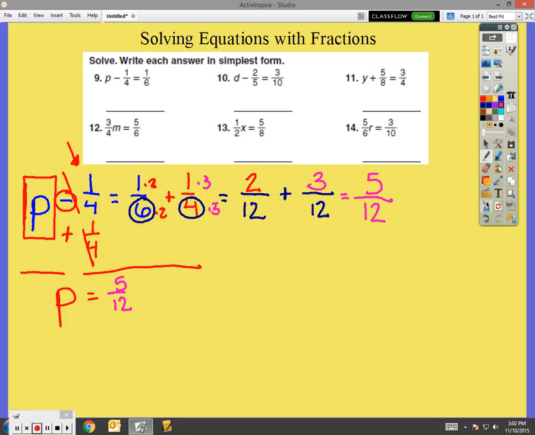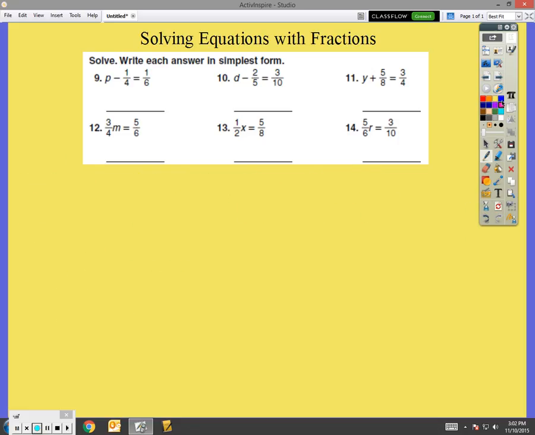What I want to focus in on is like 12, 13, and 14. So I'm going to erase this stuff. And let's look at number 12. So we have 3/4 times some value m is equal to 5/6. Now, I need to get that m by itself. I need to evaluate for 1m. Right now I have 3/4 of an m because really we're multiplying here.